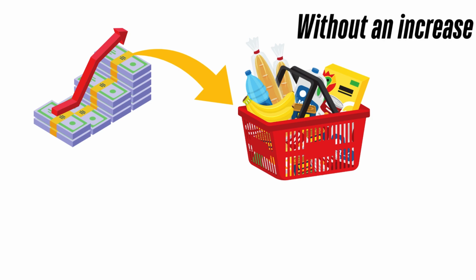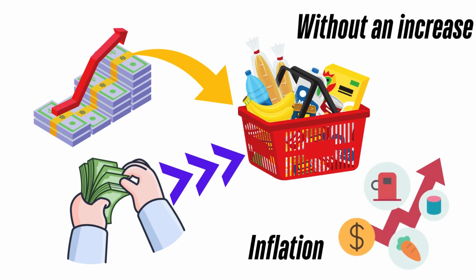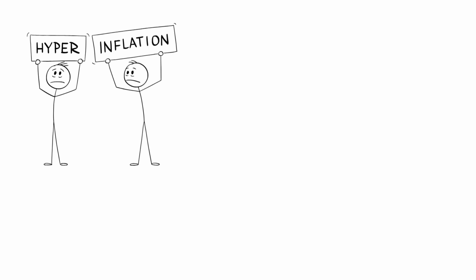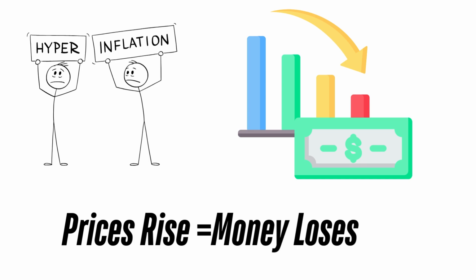Now, let's apply this concept to money. When more money is introduced into an economy without an increase in goods and services, people have more cash to spend, but there's still the same amount of stuff available. This causes prices to rise, leading to what we call inflation. And when inflation spirals out of control, it becomes hyperinflation, a situation where prices rise so rapidly that money loses all value.